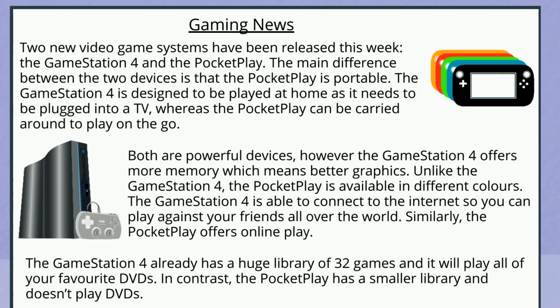Here is a text comparing 2 video game systems, the GameStation 4 and the Pocket Play. Can you see any compare and contrast signal words? Pause here while you look. Here's one. The word unlike tells us the author is identifying a difference. Can you see which difference the author is referring to?